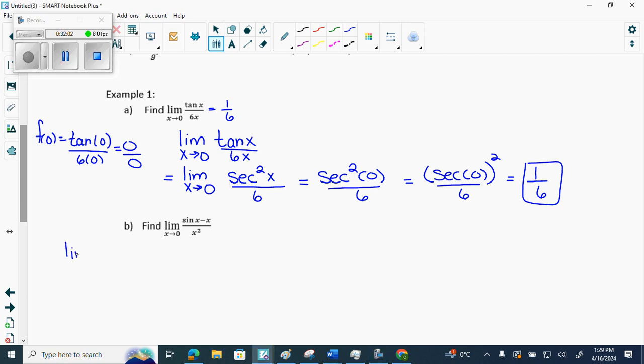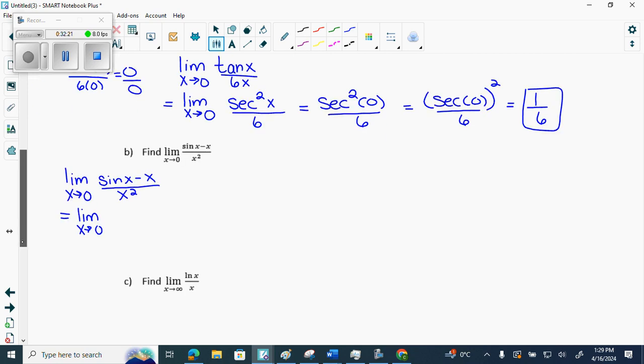First thing we do, rewrite it. Actually, first thing we do is plug the 0 in, and we see that we get 0 over 0, which is a problem. Then we rewrite the question. Then we do the derivative of the numerator. So what's the derivative of sine x? Cos x.